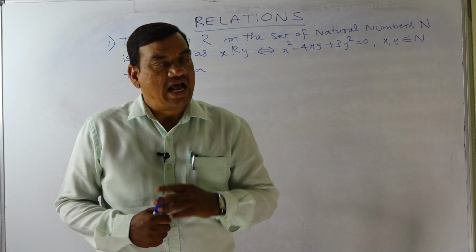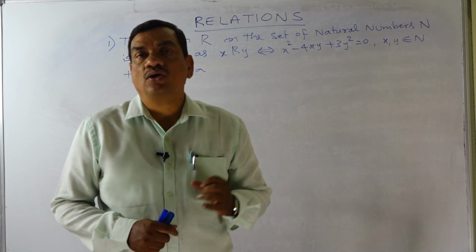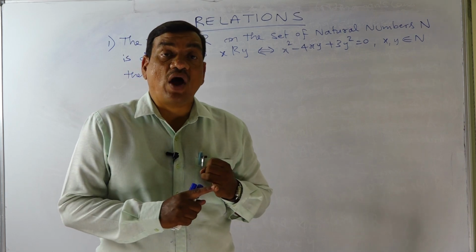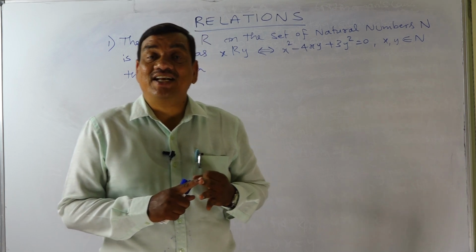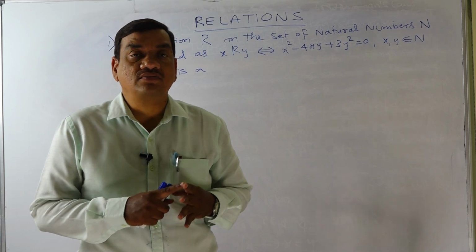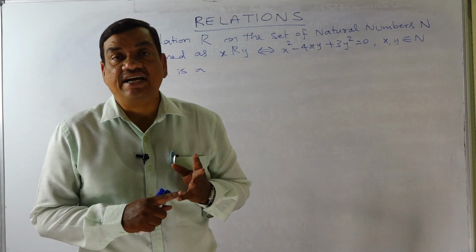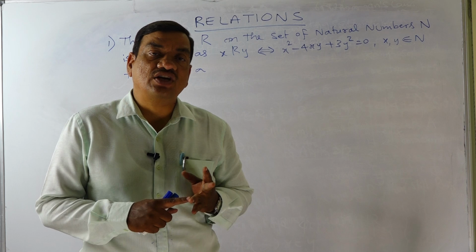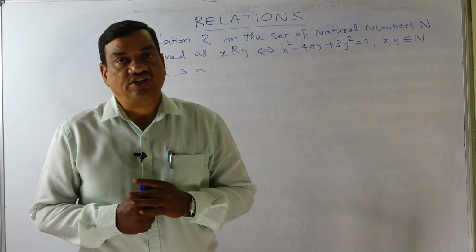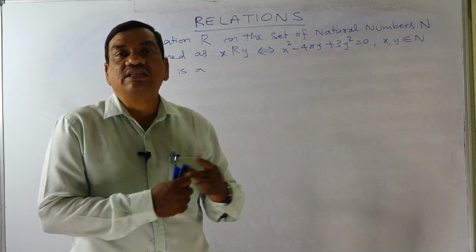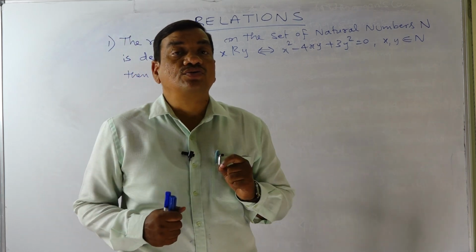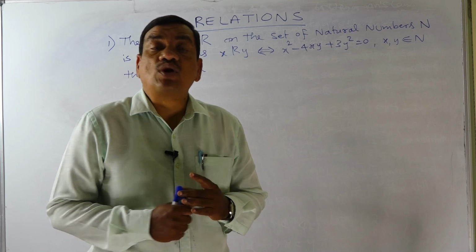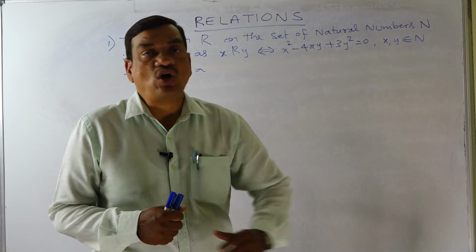In the last class, I explained about empty relation or void relation, universal relation, identity relation, reflexive relation, symmetric relation, antisymmetric relation, transitive relation, equivalence relation. We have seen the definitions of those types of relations. Now we are going to solve some problems based on those types of relations.